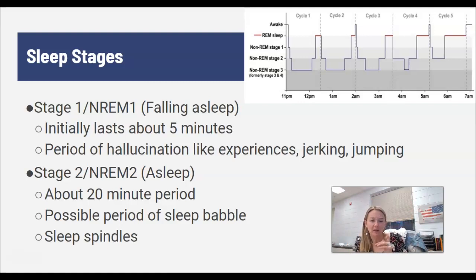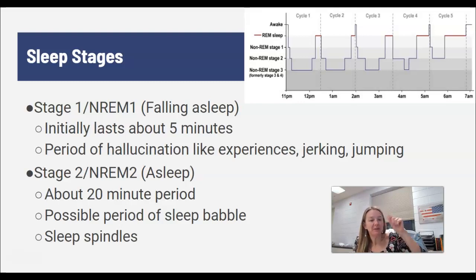And I said this already in the earlier video. Keep in mind, I'm giving you averages, but as you progress through these cycles throughout the night, the exact number of minutes that you spend in each one of these stages is going to alter a little bit. So stage 2 is about 20 minutes. During stage 2, this is when people might babble or sleep talk a little bit, those types of things.